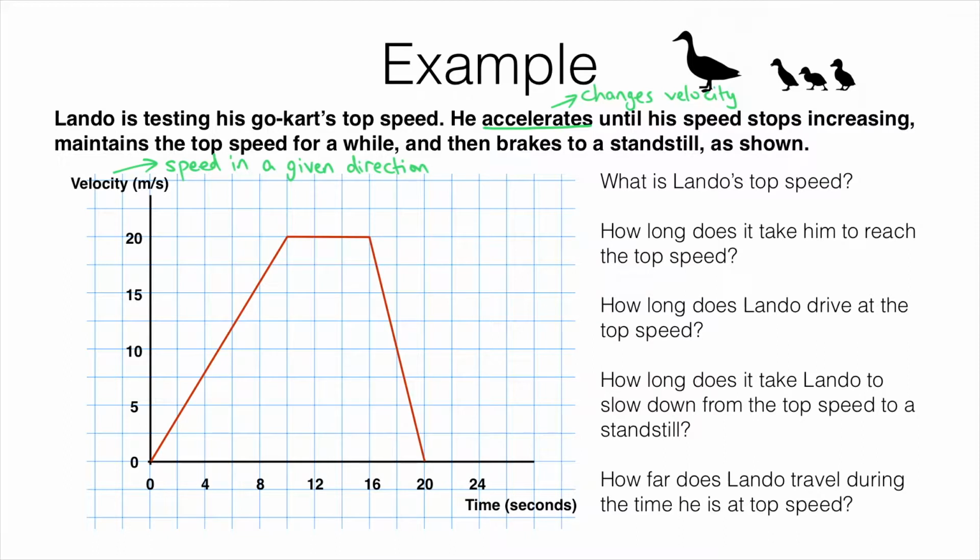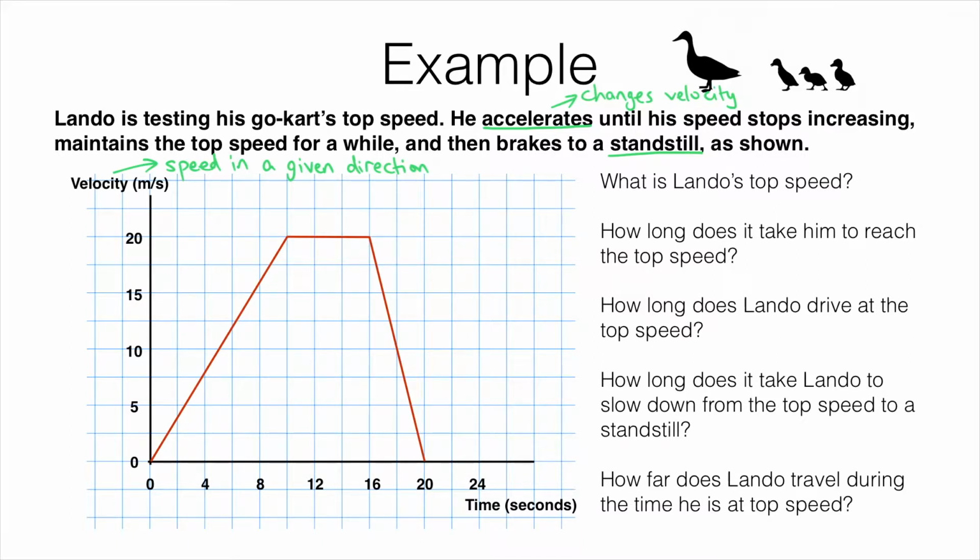Finally, we need to know what the word standstill means. Braking to a standstill just means braking to a complete stop, so the speed has to be 0 when you're at a standstill. Now, let's just take a look at this graph carefully before we read the questions. You'll spot that we've got a line that's increasing, then we've got a flat part of this graph, and then we've got a line that's decreasing.